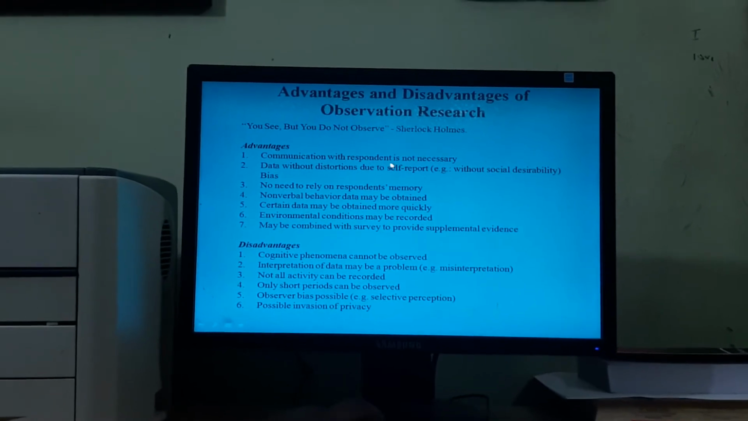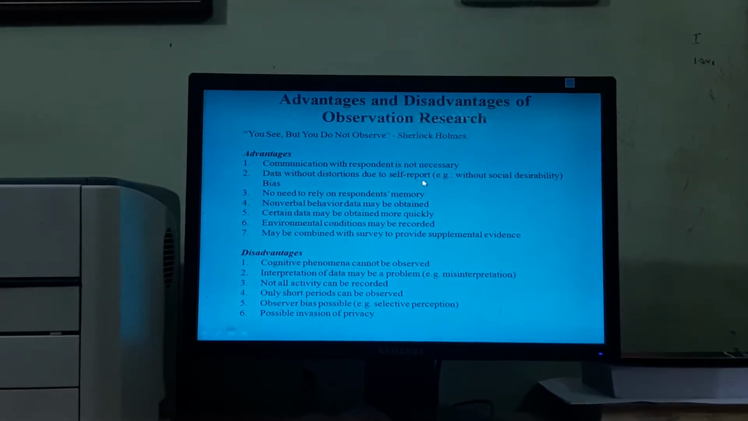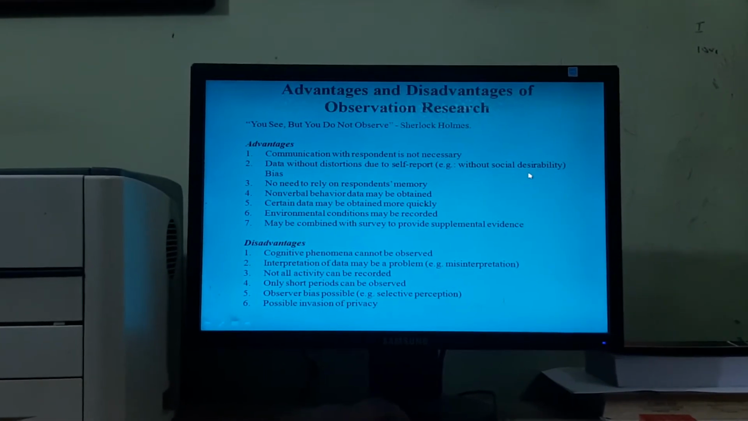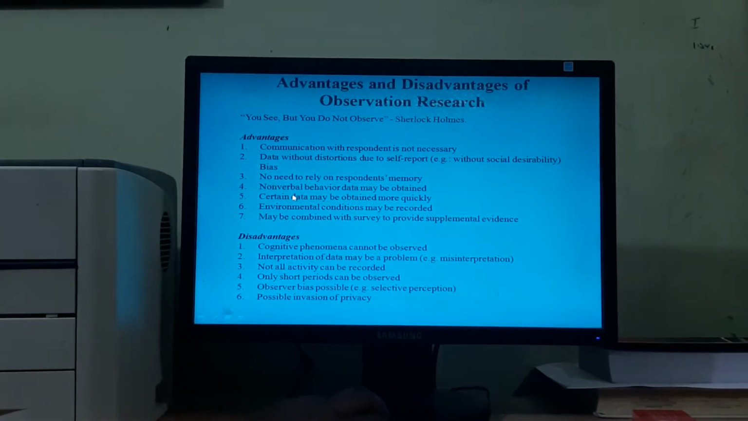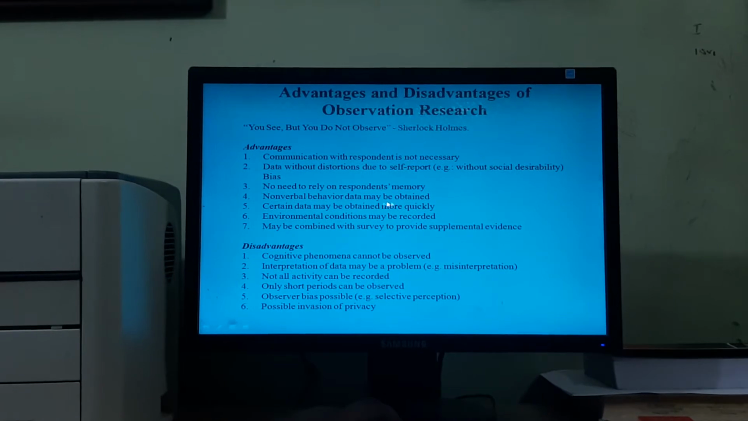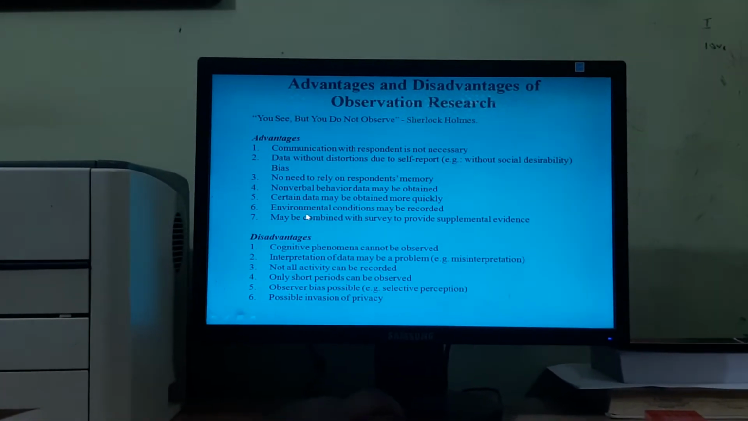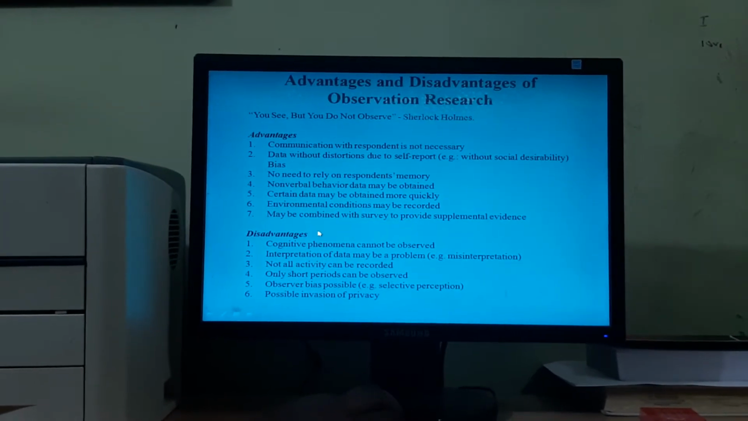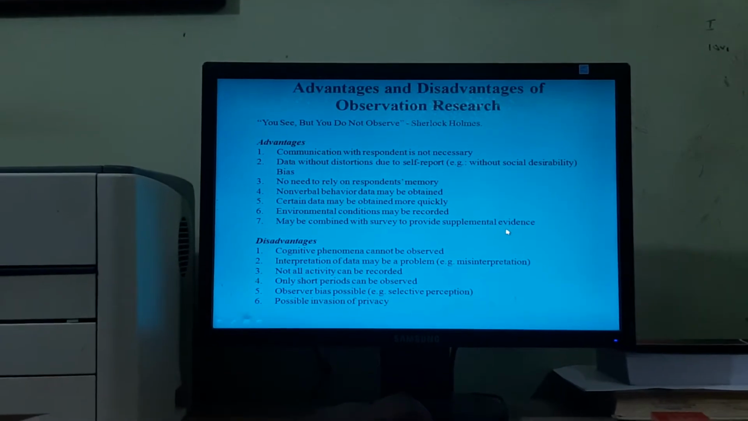Now we shall see some advantages and disadvantages of observation methods. The advantages are: communication with the respondent is not necessary, data without distortion due to self-report, for example, without social desirability bias, no need to rely on the respondent's memory, non-verbal behavior data may be obtained, certain data may be obtained more quickly, environmental conditions may be recorded and may be combined with a survey to provide supplemental evidence.